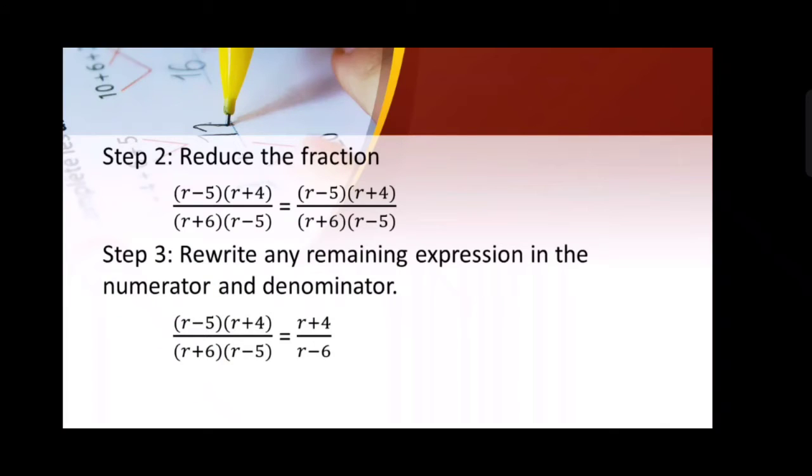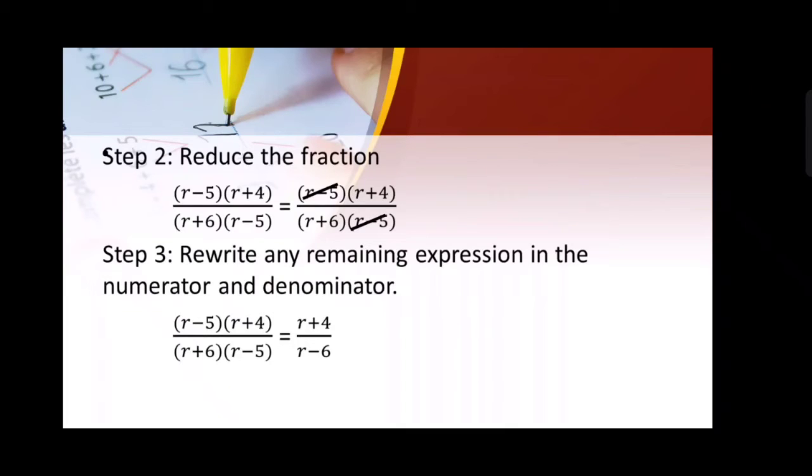Step 2, reduce the fraction. Since the numerator and denominator both have r minus 5 as a factor, we can divide out those factors. Divide out r minus 5.